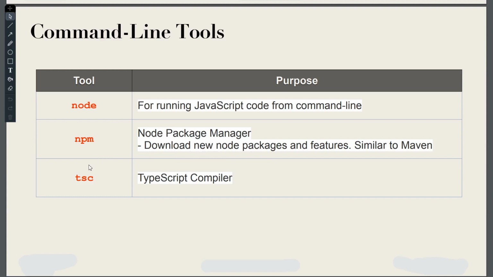And the third tool is tsc, which means TypeScript compiler. We create a JS file, and to convert the JS file to a TS file, we need the TypeScript compiler. This is the TypeScript compiler, guys. Okay, guys, I think you have understood the concept of tsc, npm and node.